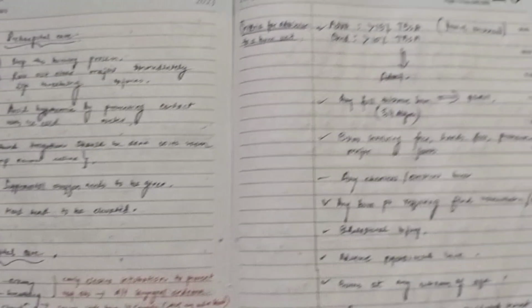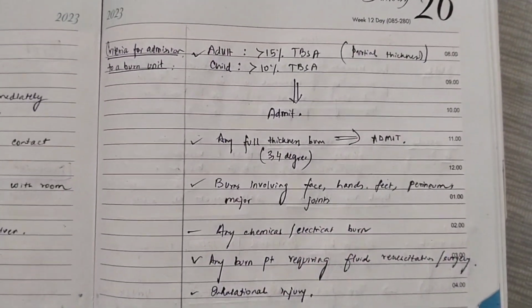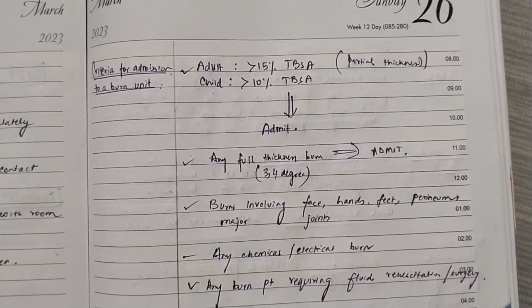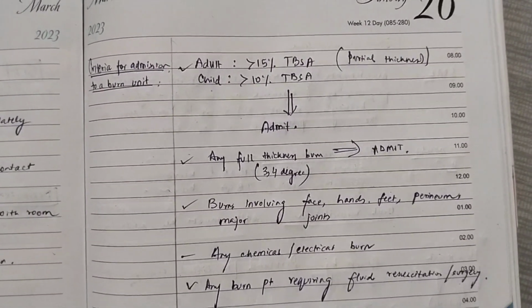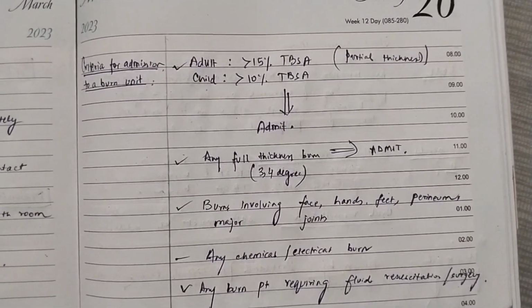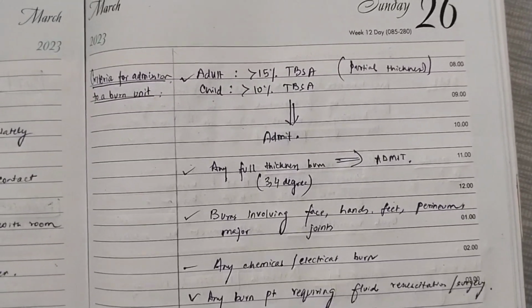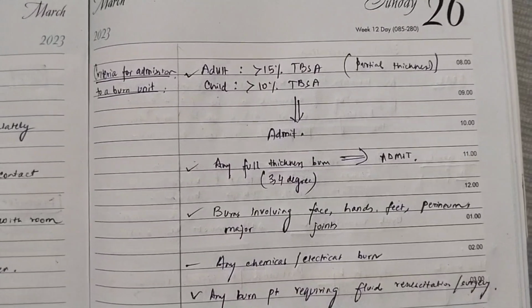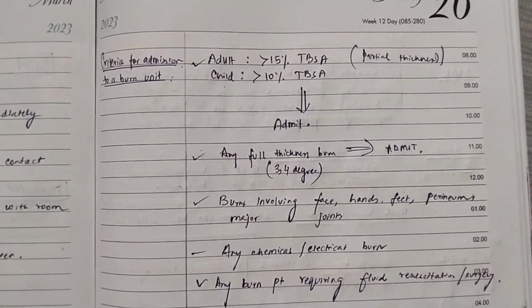Okay, now come to what is the criteria. Patient emergency में तो आ गया, emergency में you have done A, B, C, D, F. But what is the criteria to admit the patient in a burn unit? Okay, so there are various criteria. You have to remember this, very important. Adults, if it is more than 15% body surface area of the burn. For children, it is more than 10% total body surface area.